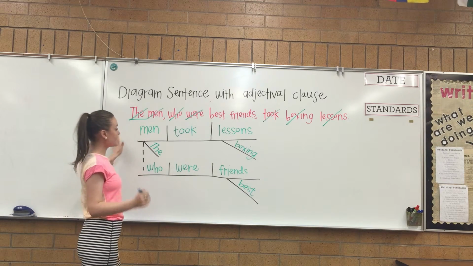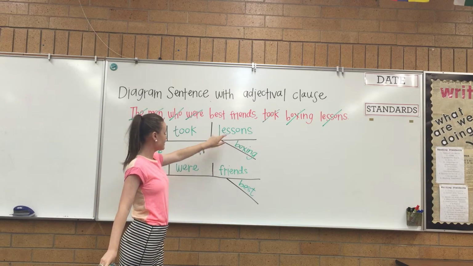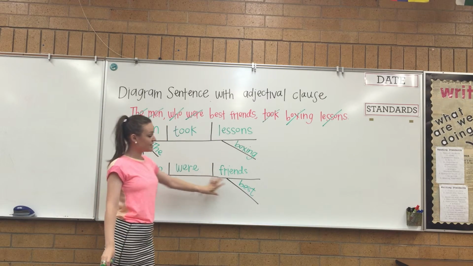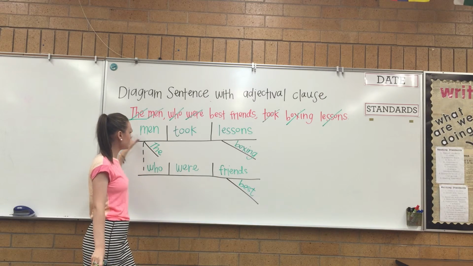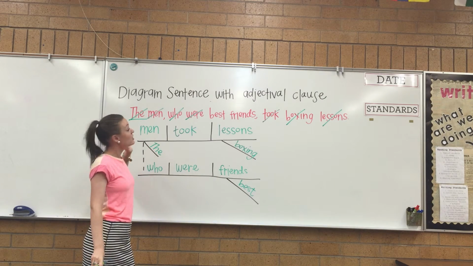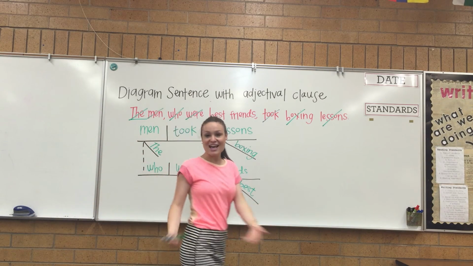And best would go down on the diagram because it's describing friends. So if I were to look at this sentence, I would say the men took boxing lessons, and then this is the actual adjective clause. And that's why there's this dotted line. So this shows that this is describing the men. So I hope you have a better understanding of diagramming sentences with adjective clauses.